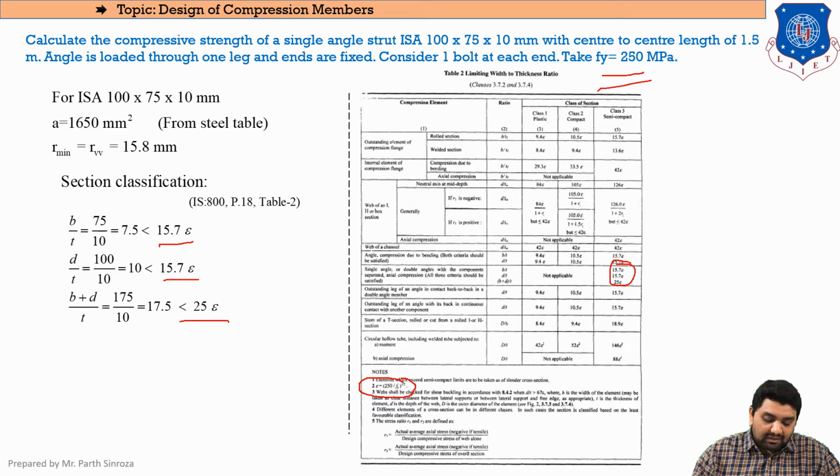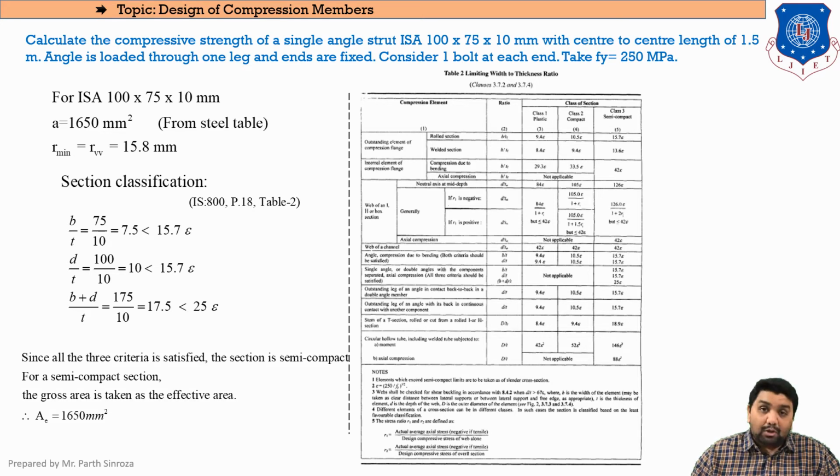Clear? So as the Fi value is given as 250, the value of epsilon will be equal to 1. So our three cases are satisfied. Whenever all the three cases are satisfied, we'll always check AE equal to AG. If any of the three cases fails to be satisfied, then AE will be obtained from another method that we'll be seeing in future sessions. Clear? So here, all the three criteria are satisfied. So AE, that is our effective area, will be equal to 1650 mm square.